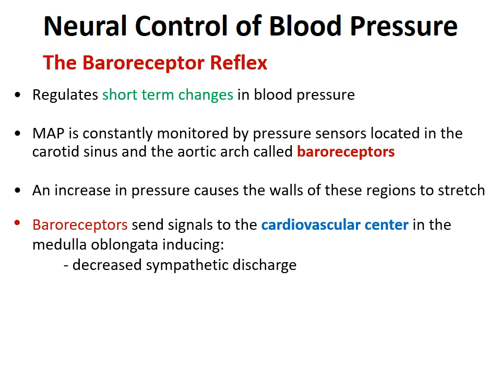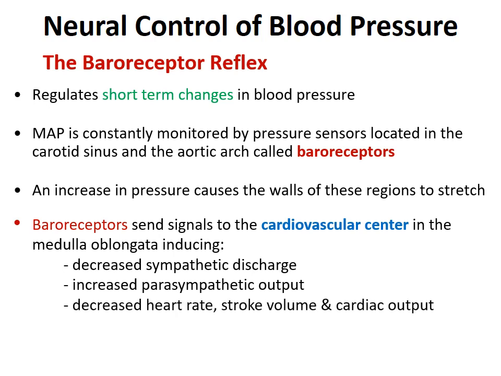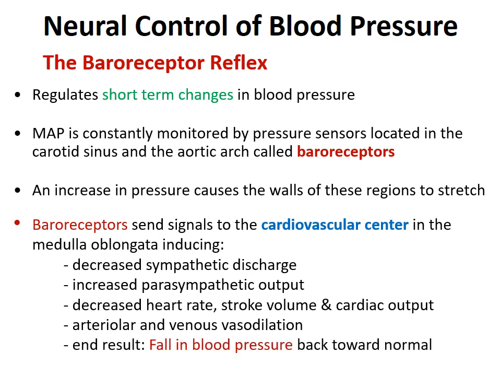So in this case, what will happen is whenever the cardiovascular centers are stimulated, there is a decrease in sympathetic discharge. Then there is an increase in the parasympathetic output. When the parasympathetic nervous system is active, you can expect that it will have an inhibitory influence on the heart. There will be a decrease in the heart rate, decrease in the stroke volume, and thereby the cardiac output also decreases. There will be arteriolar and venous vasodilation. The end result will be a fall in the blood pressure towards normal.